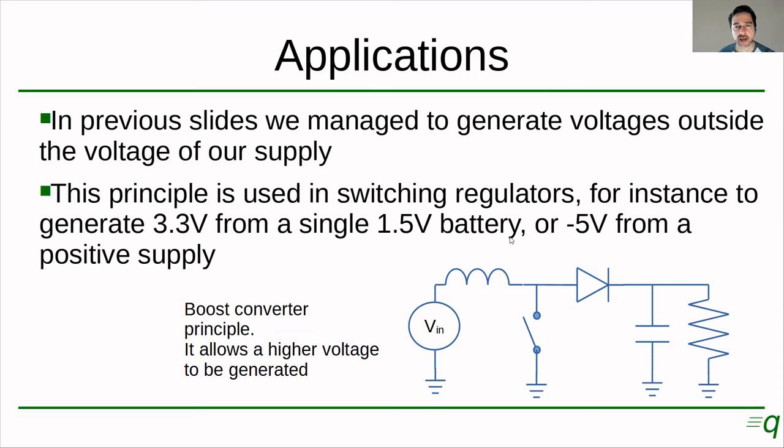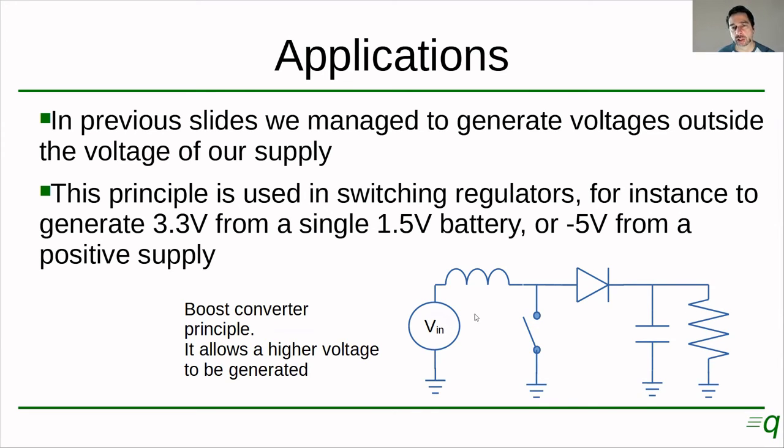And getting a bit ahead, this topic will be covered in more detail in the next video about switching power supplies. This circuit that we see here is the basic operating principle of a boost converter. A boost converter allows us to generate a higher voltage at the output. The output would be this point here compared to the input voltage here. So this would be the example of having a 1.5 volt battery here and generating 3.3 volts here.